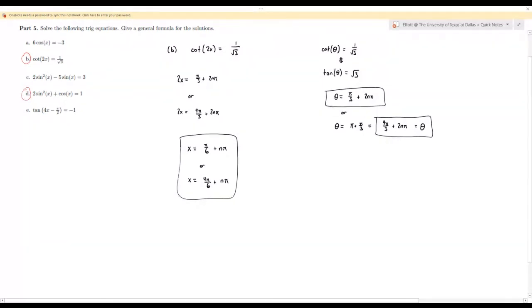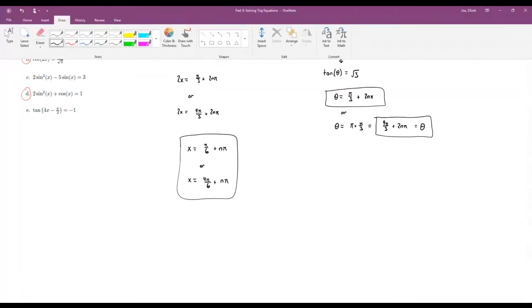Yeah, so that's a good point though. Although this answer is correct, there is maybe another way that you could write the solution as well.